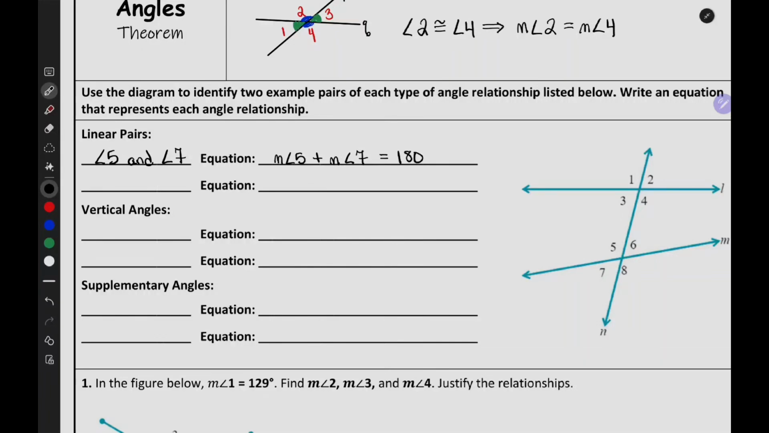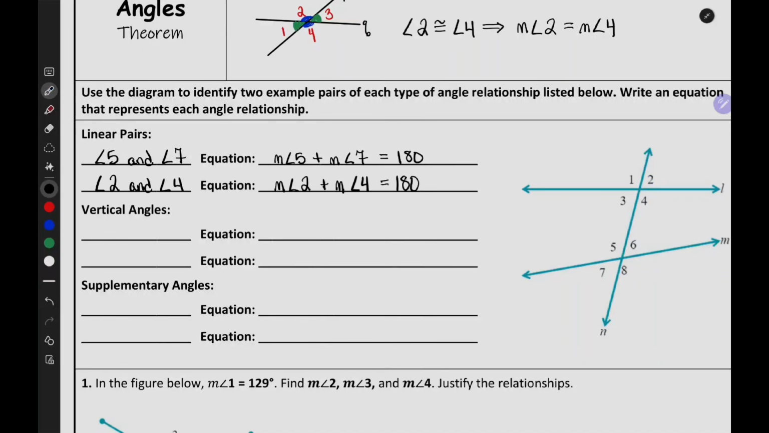Alright, so here we go. We're looking for two angles that form a line. Another two angles that form a line would be angles 3 and 4, or angles 2 and 4. There are many examples that you could pick from here. What I'm about to write may not be what you wrote, but as long as those two angles form a line, you're in good shape.